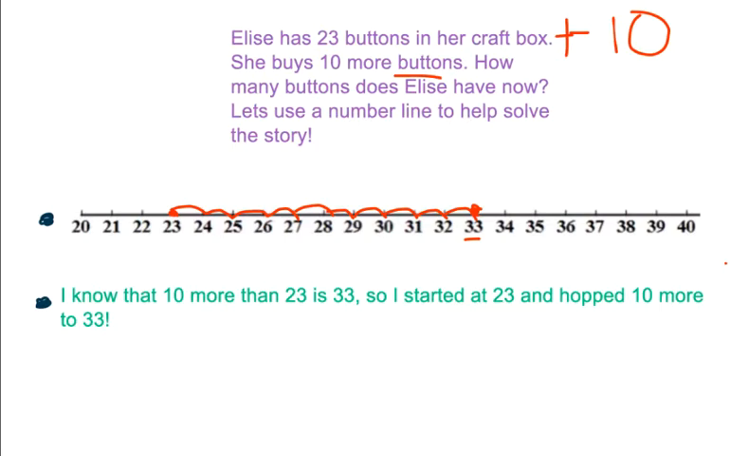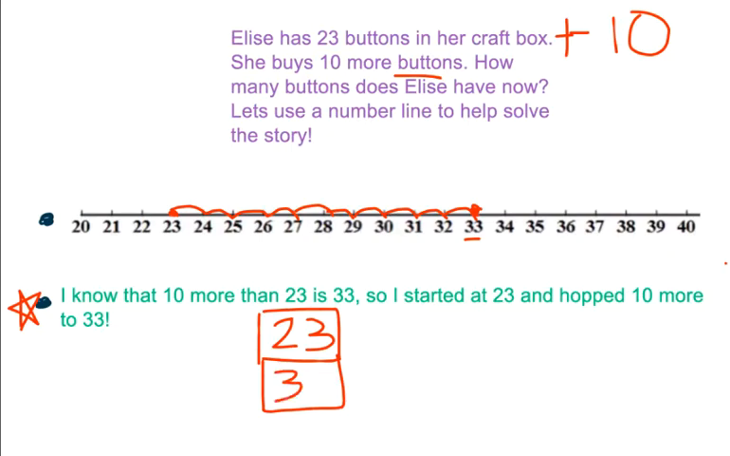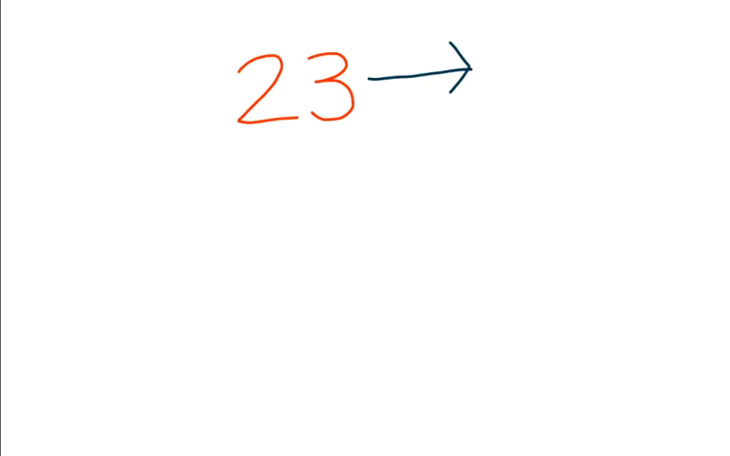Another way that I could solve the problem is I can think about what we talked about last week. I know that 10 more than 23 is 33. So I started at 23. And I hopped 10 more to 33. Let's look at it this way.